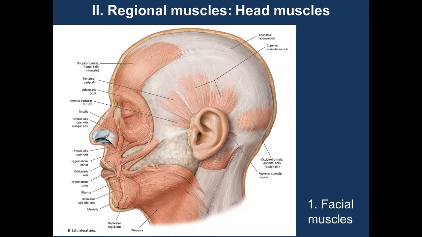Here you see also muscles of our ear, the auricular muscles, and one muscle is between the occipital bone and frontal bone, and we call this muscle occipitofrontalis, or the muscular epicranium. Also, one of the muscles that comes to the face from the neck is called platysma. This is also related to the facial muscles.